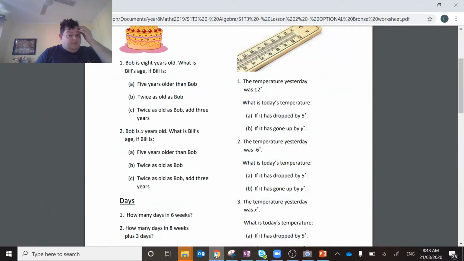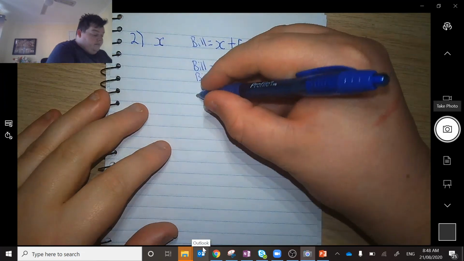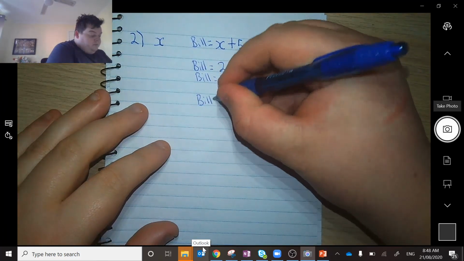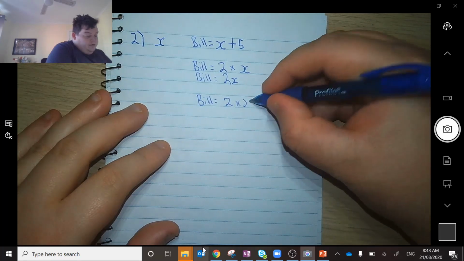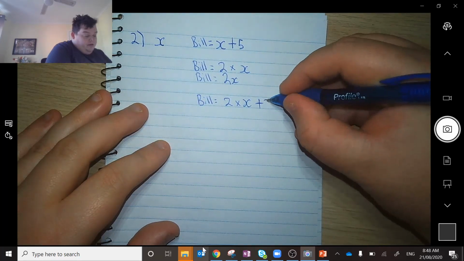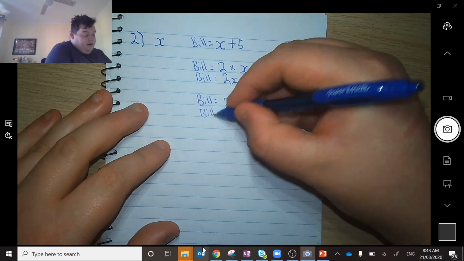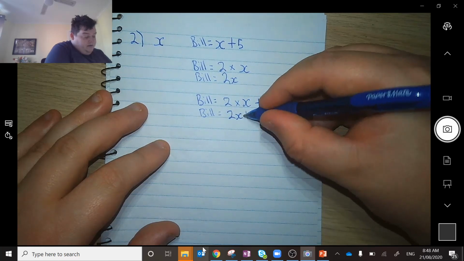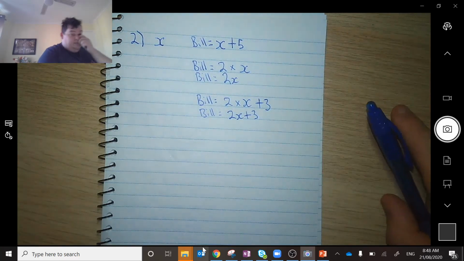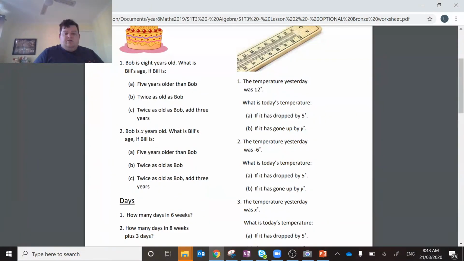Twice as old as Bob, and then add 3 years. Okay. Again, Bill is 2 times Bob's age plus 3 years. I get rid of that multiplication sign again, plus 3 years. Right? And that's how this algebra is working basically.